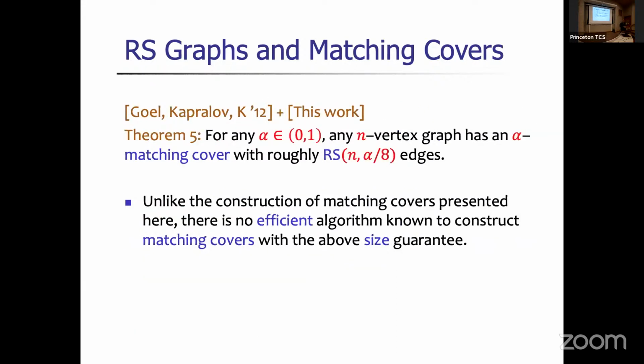The interesting thing is there is a converse relation also. We showed this converse relation for bipartite graphs in the earlier work, and in the current work we show it for general graphs as well. And what's the converse relationship? For any alpha, you can build an alpha matching cover which contains roughly the density of RS graphs with induced matchings of size alpha over 8.